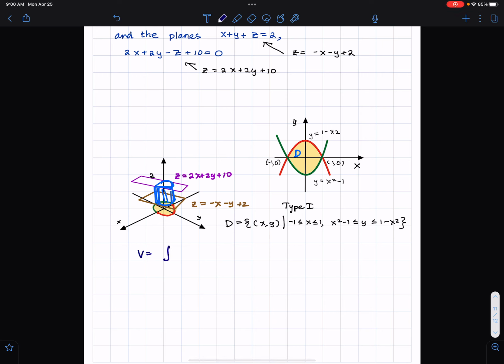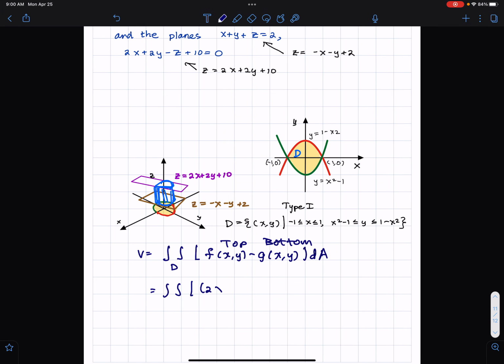But the volume is going to be a double integral over D of the top region minus the bottom, f(x,y) minus g(x,y) dA, where this one's on the top and this one's on the bottom. The one on the top, which I haven't proven, is 2x plus 2y plus 10. The one on the bottom is negative x minus y plus 2.